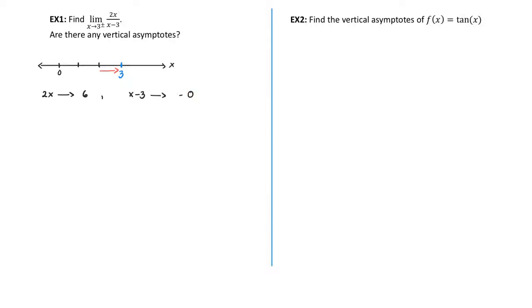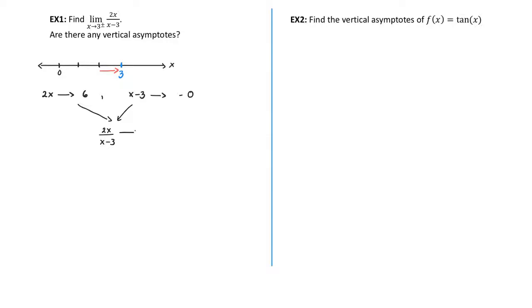So let's say negative 0.001, negative 0.0001, and so forth. So now then, what happens to the quotient, the fraction? What happens when we put both pieces together? 2x over x minus 3.